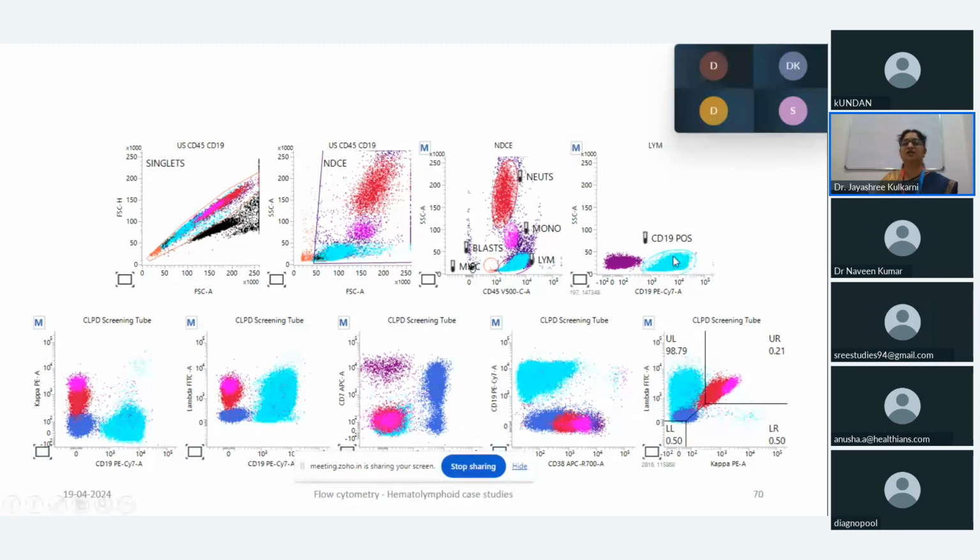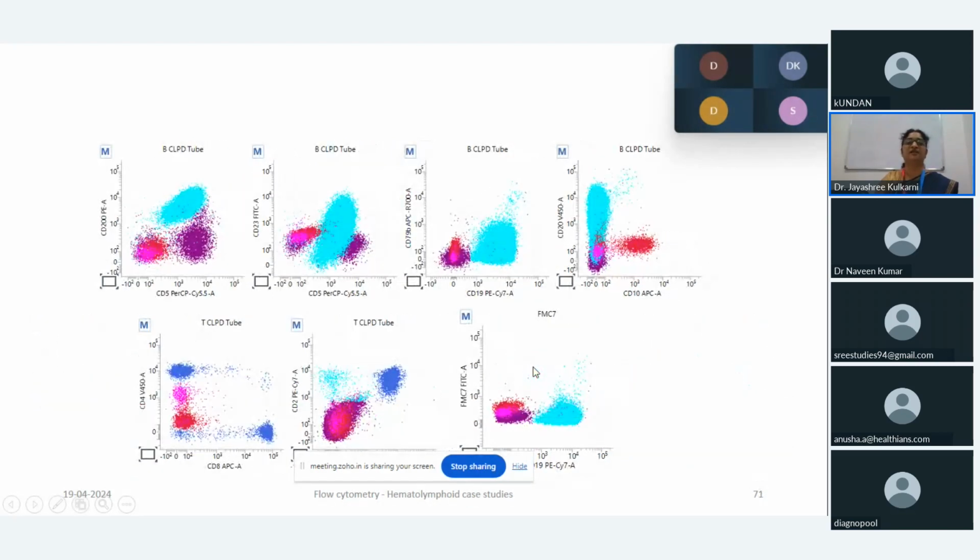a CD19 population. You put it on alpha, kappa and lambda. You look for the restriction. You know it is a clonal proliferation. Then you look at your other markers. So here it is 19 positive. So it is a B lymphoproliferative.